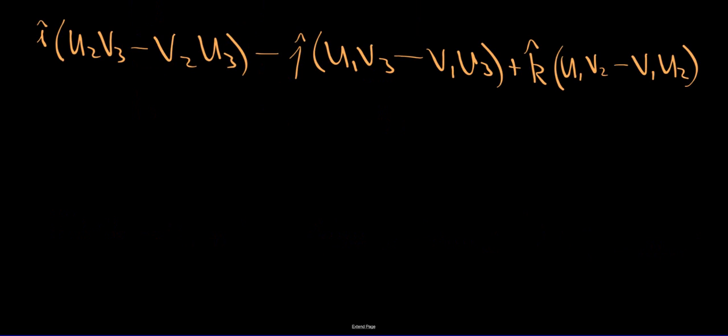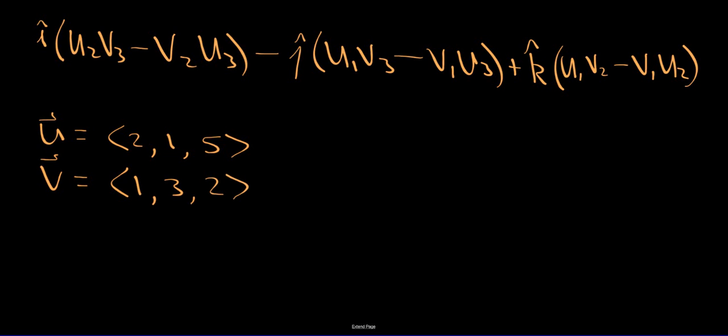Let's suppose I've got a couple of vectors. Let's suppose U is 2, 1, and 5, something like that. And then V is equal to 1, 3, and 2. If we want to get the cross product of those two vectors, we go through this process. You can memorize the cross product formula if you want, but most people don't do that. We use this determinant method.